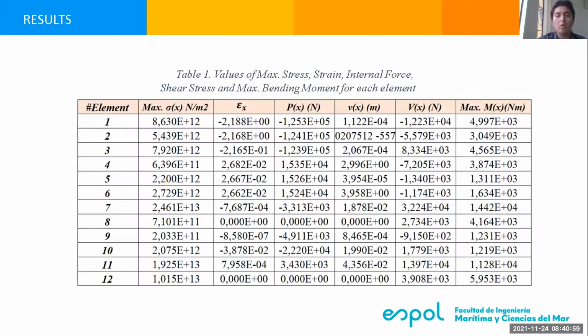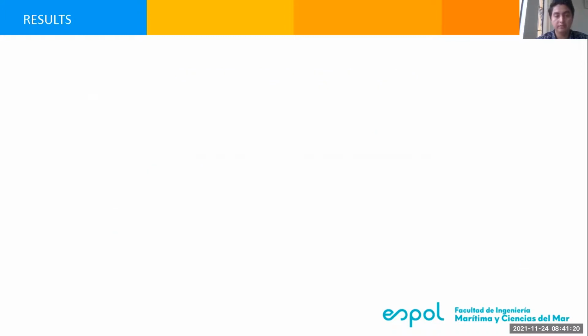2. Now we have to analyze all the values obtained for the other elements. As Daniel said in the beginning, we have 12 elements, and for all the elements we have the nodes and the results for the maximum strength, the deflection, the axial force, the bending moment, and the shear force. So we can see it in the table.